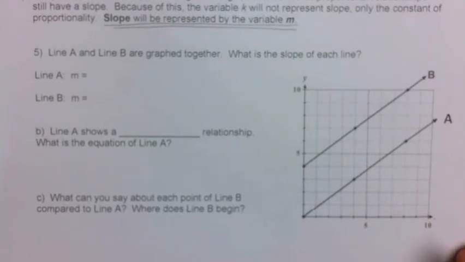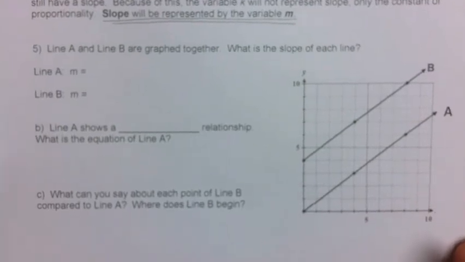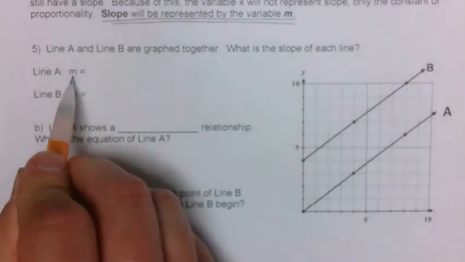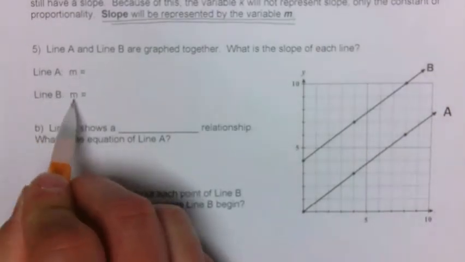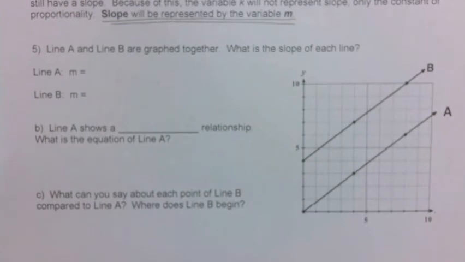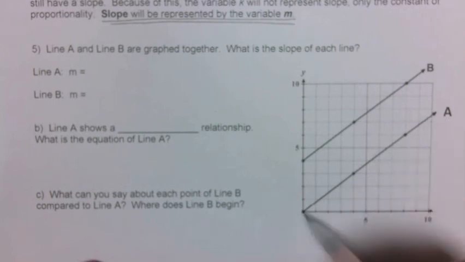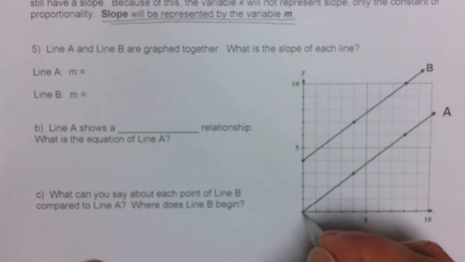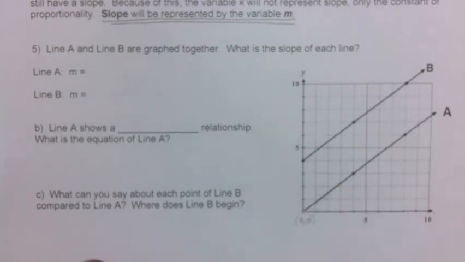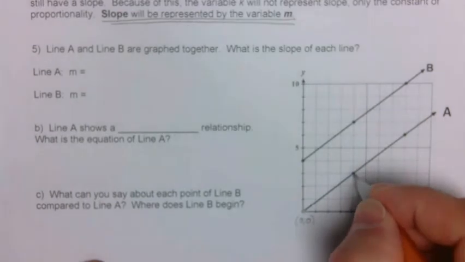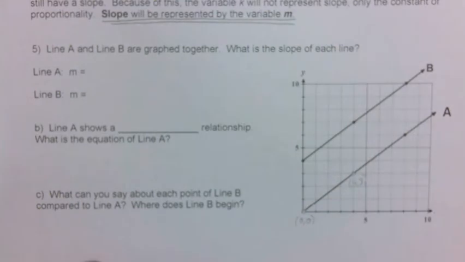Line A and line B are graphed together. What is the slope of each line? Okay, so line A, m equals, the slope equals. Line B, m equals, the slope equals. Let's go ahead and calculate each of those slopes. We'll start with line A, which is right here. They've got 3 points that are on line A. I only need 2 of them. And how nice is that, that the origin is one of them? So I can use 0, 0 as one of my points. And then this point right here is at 4, 3. Let's make the origin point number 1. 4, 3 can be point number 2.